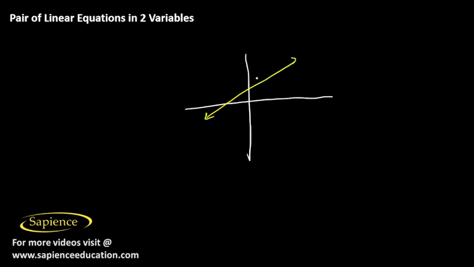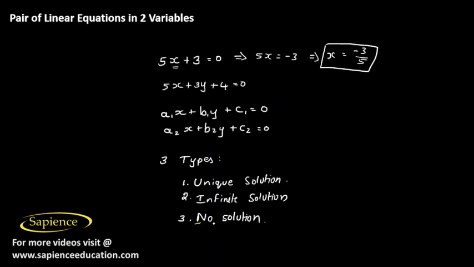Now the no solution type. In a Cartesian plane, let's say equation 1 is like this: a1x plus b1y plus c1 equal to 0. Now the second equation will be parallel to the first equation: a2x plus b2y plus c2 equal to 0. So in case of parallel lines, we will have no solution. These two lines will never meet at any point. So such pairs of linear equations will have no solutions.